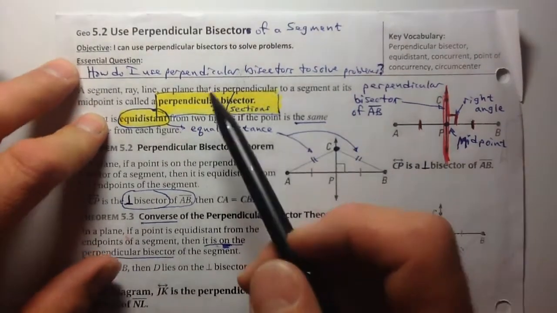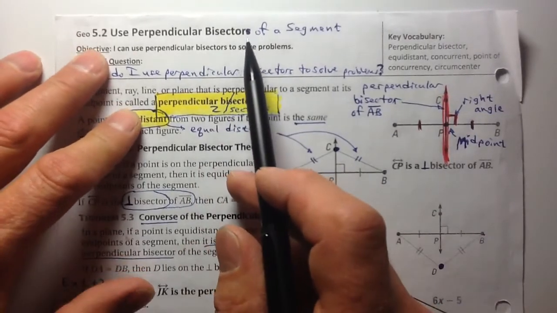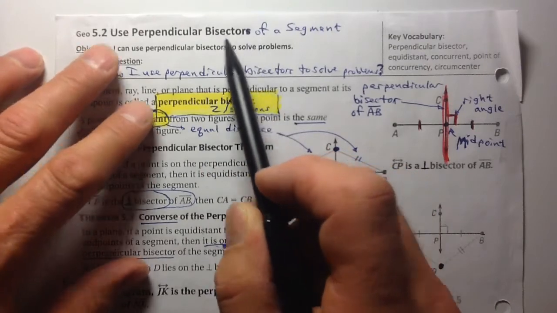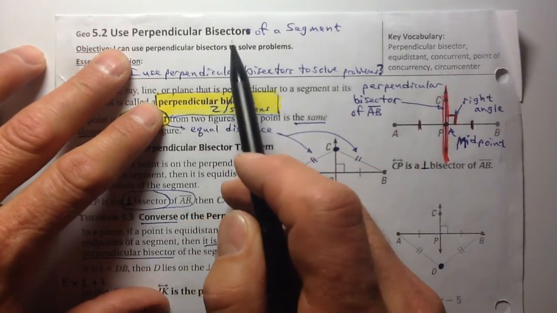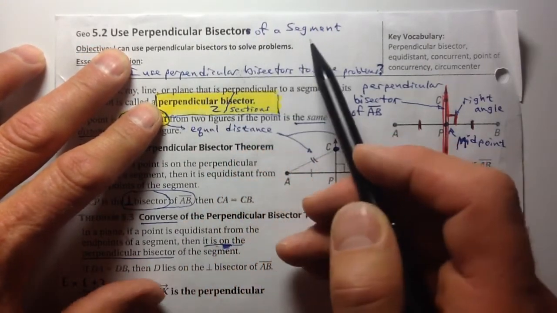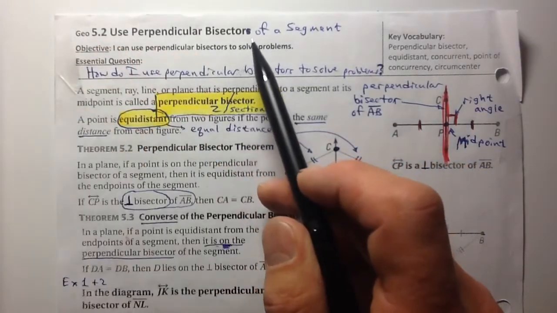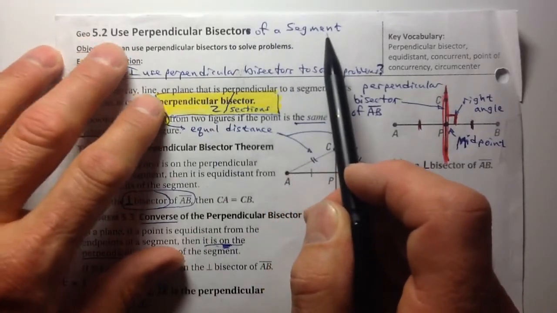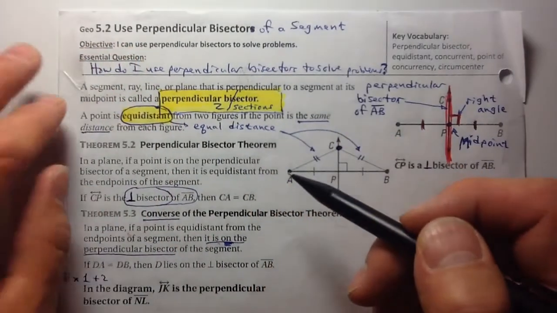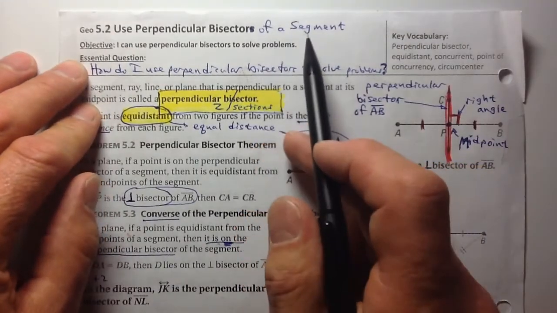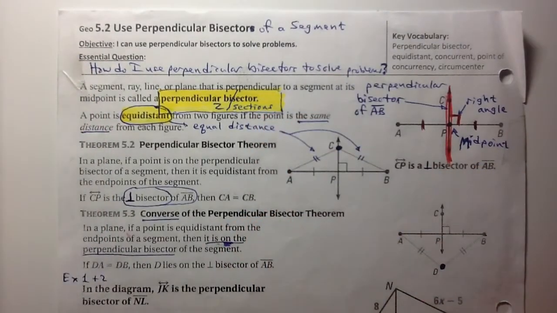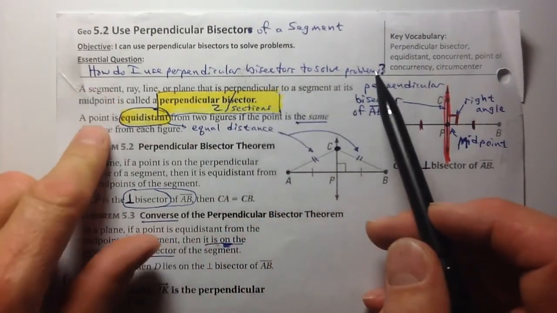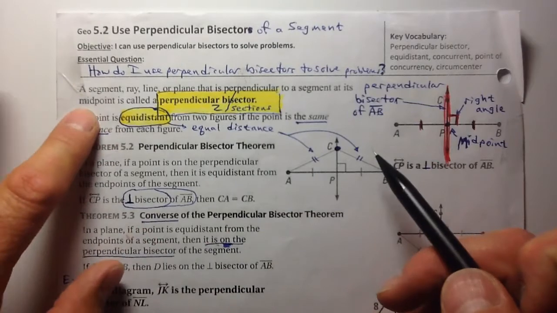We're going to walk through using perpendicular bisectors. And yes, it has a plural there, but go ahead and scrub out the S because we're looking at a perpendicular bisector of a segment. So when you hear a perpendicular bisector, I want you to think of that as of a segment. You are bisecting a segment. You always bisect a segment using a perpendicular bisector. So how do we use these perpendicular bisectors to solve problems is our essential question.